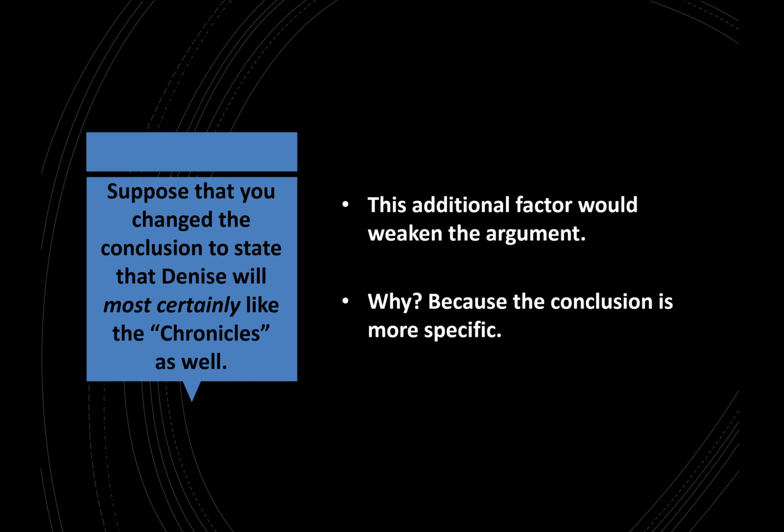It's one thing to say, look, Cheryl and Denise have all of these things in common. All of these commonalities are relevant to the conclusion, right? And the conclusion is Denise is probably going to like this movie. If you keep all that information the same and change that conclusion to, given all that stuff, Denise is going to for sure like Chronicles as well, that's going to weaken the argument. You're asking a heck of a lot from an inductive argument here, right? You don't know for certain she's going to like it, but probably is going to be more likely. So changing the conclusion this way weakens the argument because the conclusion's more specific.